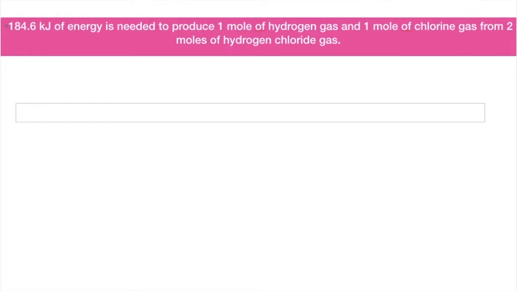That's it. The other one says 184.6 kilojoules of energy is needed to produce 1 mole of hydrogen gas and 1 mole of chlorine gas from 2 moles of hydrogen chloride gas. So you're going to put 2 HCl, because that one is the thing that you need, plus the 184.6 kilojoules of energy, yields, it says to produce 1 mole of hydrogen gas, so H2, and 1 mole of chlorine gas, so Cl2, and that's it.